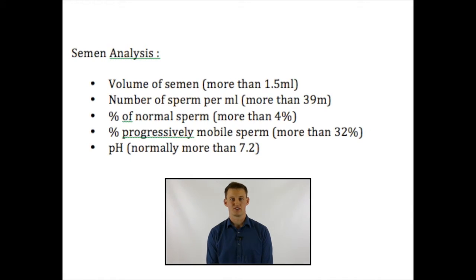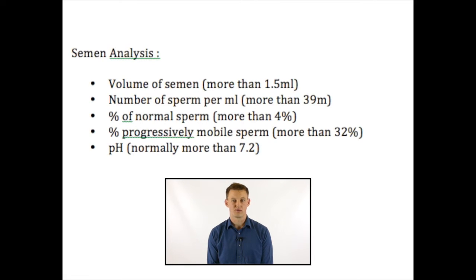All of the different components are important in increasing the likelihood of successful fertilisation. It is important to have enough semen. A volume of semen for one sample above 1.5 millilitres is the normal limit. It is important to have enough sperm. A sperm count for one sample above 39 million is the normal limit. It's also important to have sperm that are normal shape and function. A number of normal sperm above 4% is the normal limit.